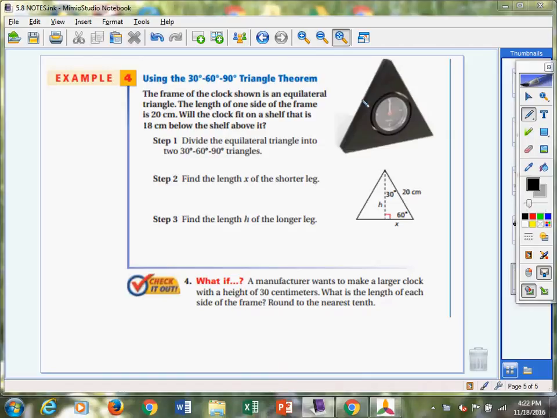Apply our knowledge about 30-60-90 triangles and apply it to a word problem. And I hope you like this and are able to apply it easily.